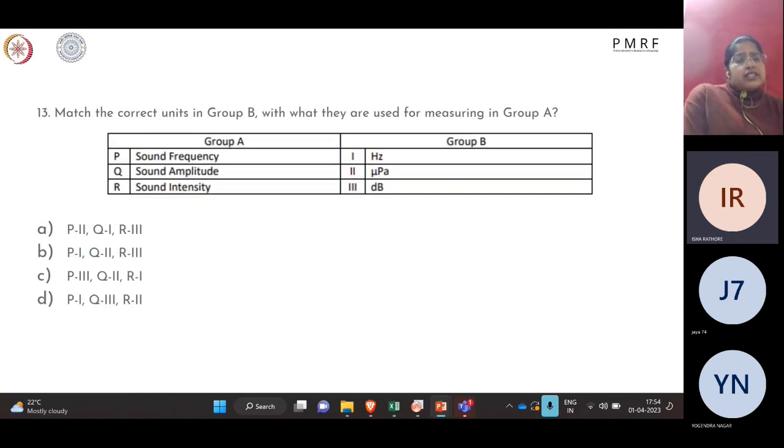So moving on to question 13. Match the correct units in Group B with what they are used for measuring in Group A. That is, Group A has the sound parameters, and Group B has their units in which they are measured. So again, units and their definitions are important, and if they have any equations. So yes, B is the correct answer. So sound frequency is measured in hertz or cycles per second. Sound amplitude is measured in micropascals, and sound intensity is measured in decibels or dB. So B was the correct answer.